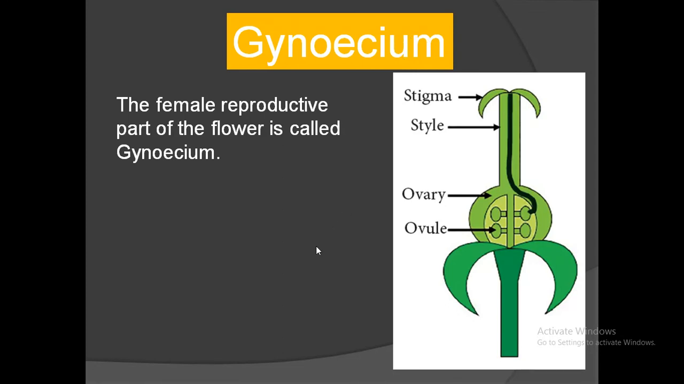Now we have completed the 4 parts of a flower. What are the 4 parts of the flower? Calyx, corolla, androsium, gynosium.